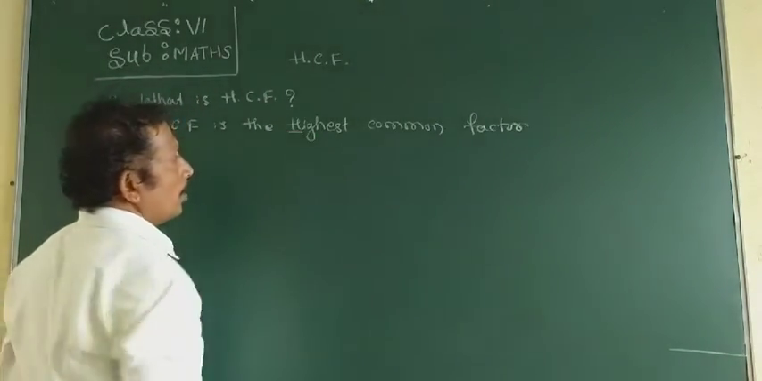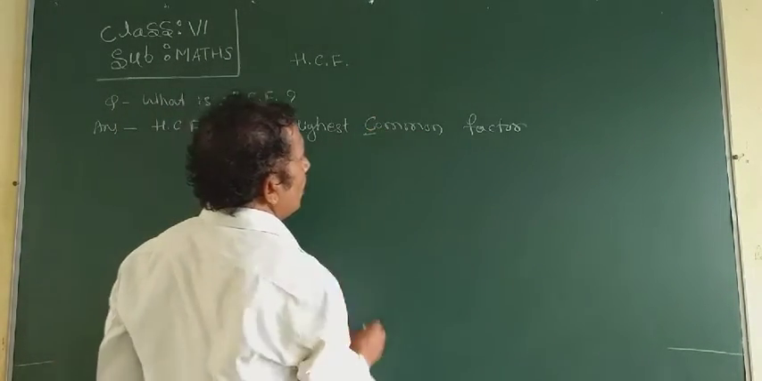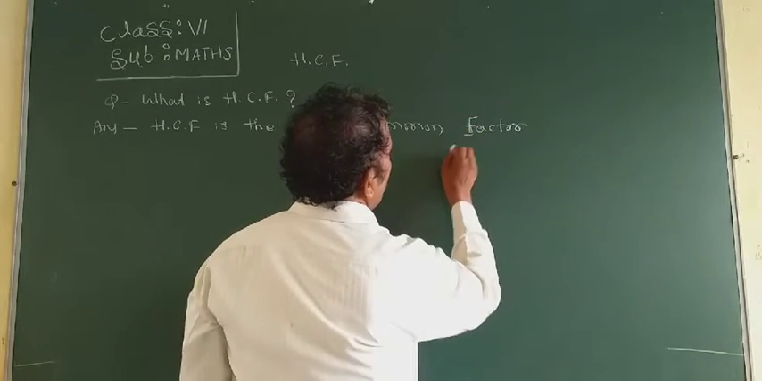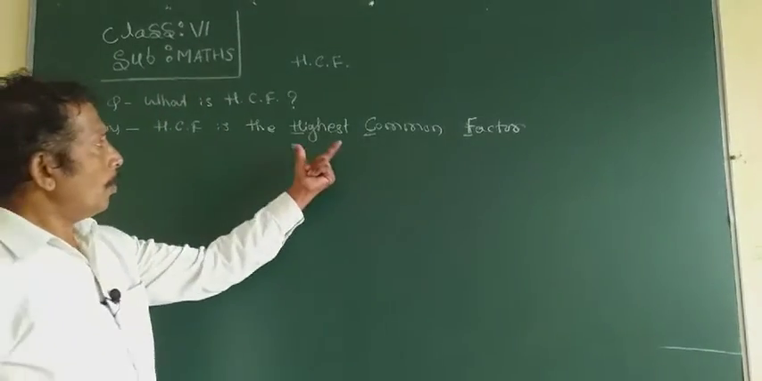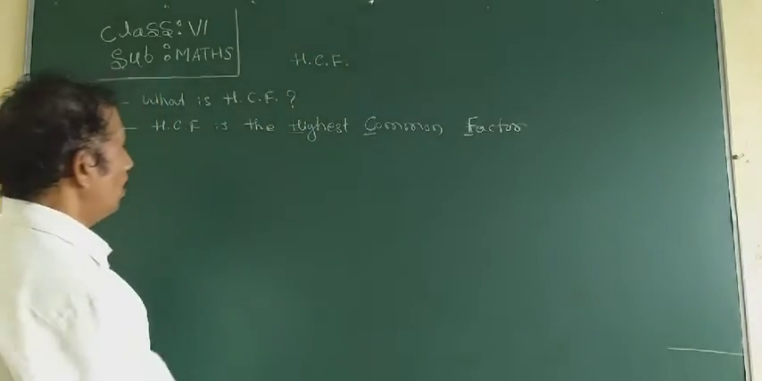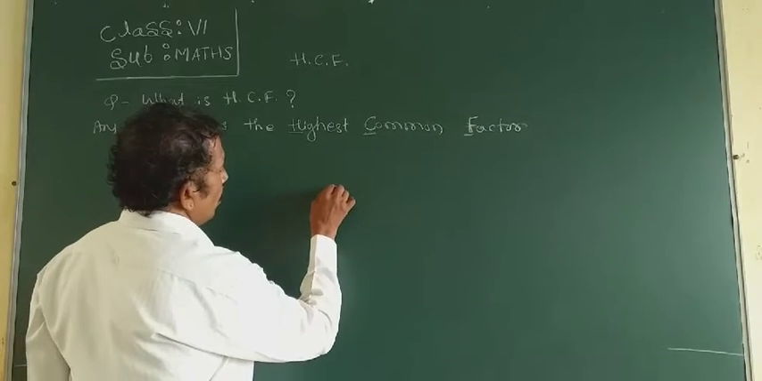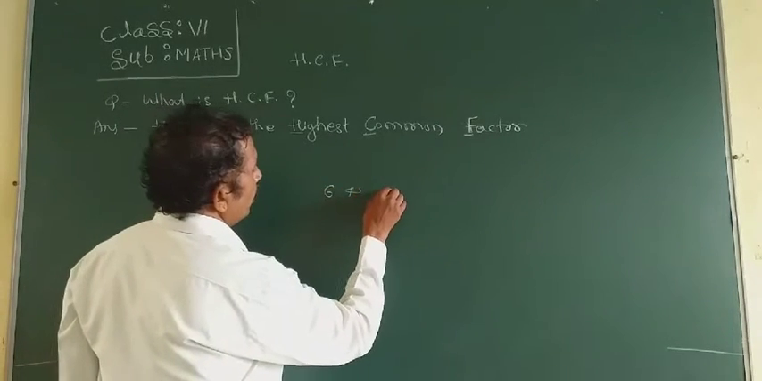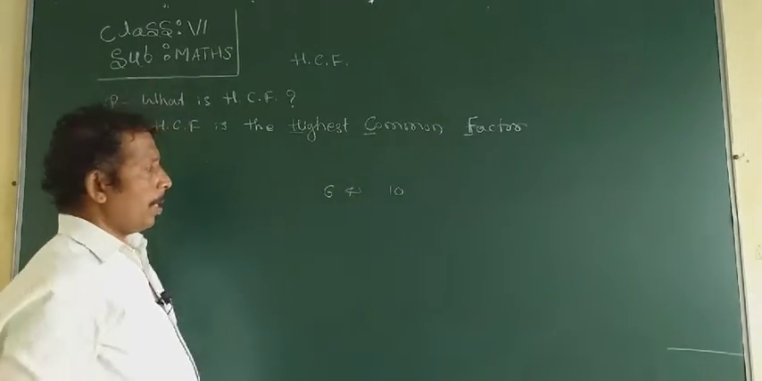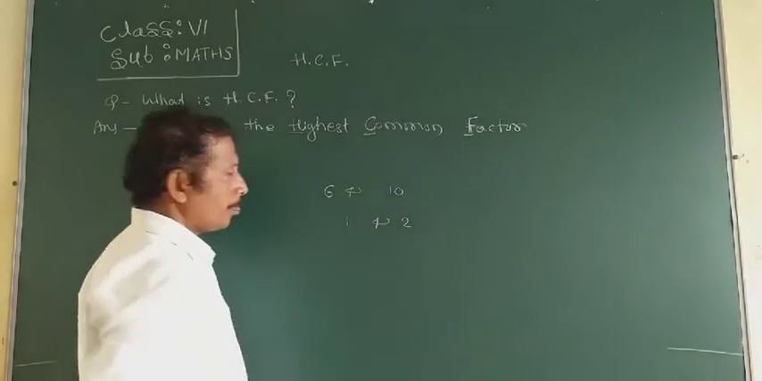Highest, first letter H, common, first letter C, factor, first letter F. So, the short form of highest common factor is HCF. Let us take for example, now, 6 and 10. Both these numbers are divisible by 1 and 2.